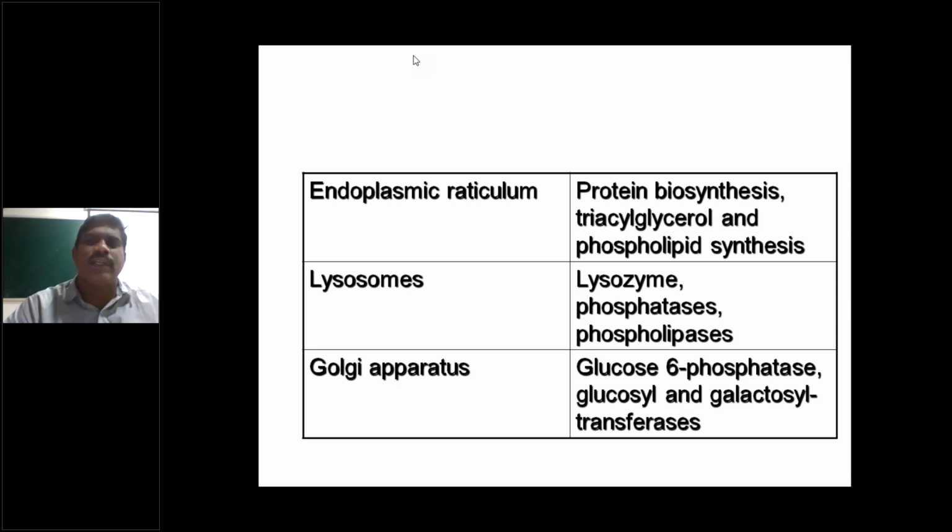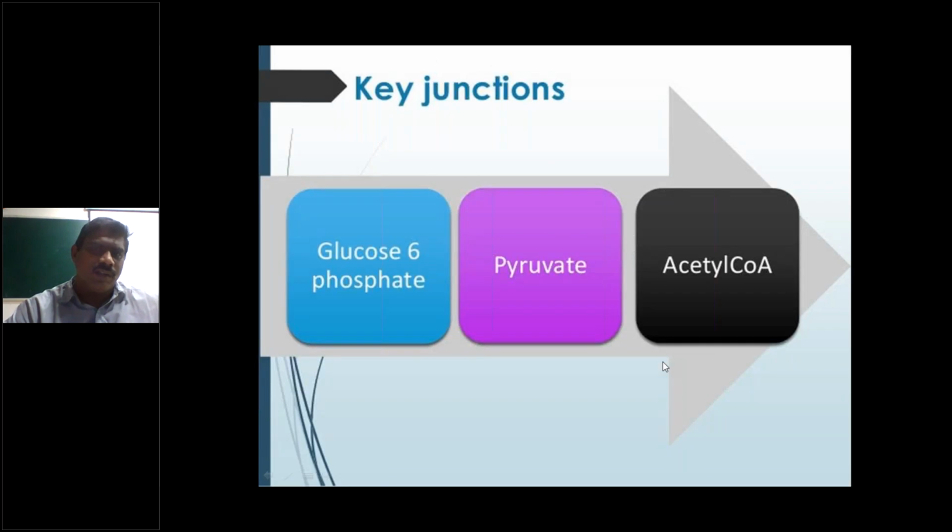Whereas in the endoplasmic reticulum, protein biosynthesis, triglyceride and phospholipid synthesis take place. In lysosomes, lysozyme, phosphatases and phospholipases are present, whereas in the Golgi apparatus, glucosyl and galactosyl transferase are present. So these enzymes are exclusively present in the Golgi apparatus.